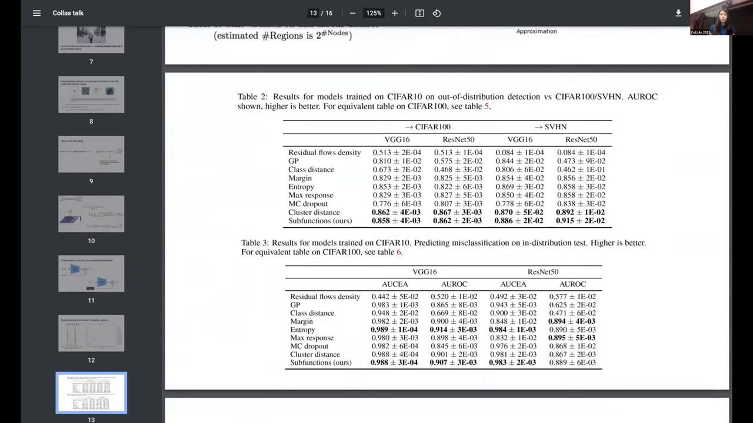We tested how well a metric is a predictor on two kinds of poor generalization. One is in-distribution misclassification, so that's just mistakes on the test set, and the other is out-of-distribution samples. And it does very well on both.